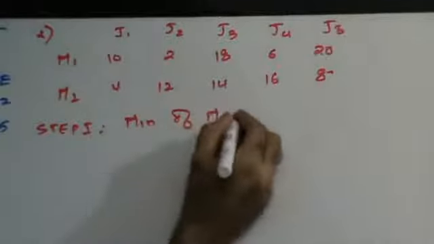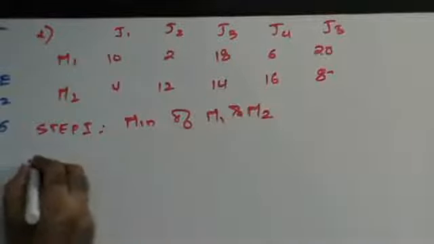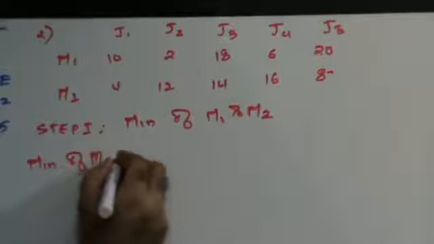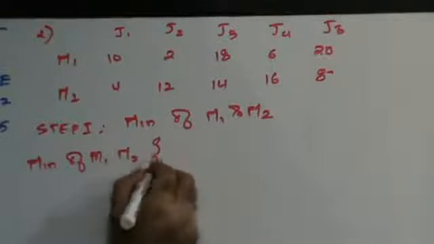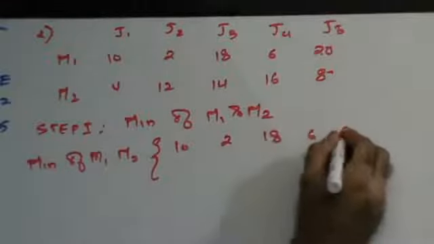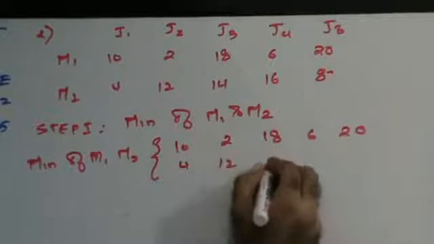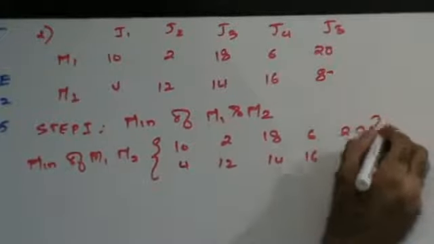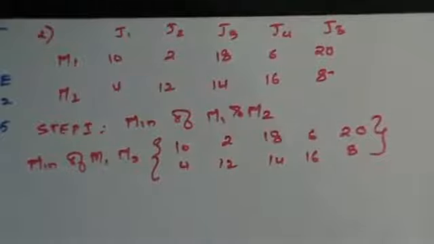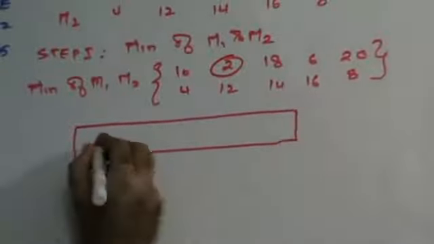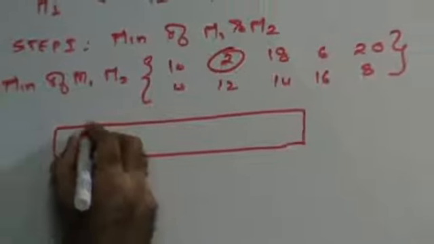Step 1. Let's first find the minimum of M1 and M2. So minimum of M1 and M2 is going to be 10, 2, 18, 6, 20, 4, 12, 14, 16, 8. Right? Now, the smallest value here is 2. Since it is in the first row, therefore you will start writing from the start point. If it was in the second row, you would start writing from the end point.